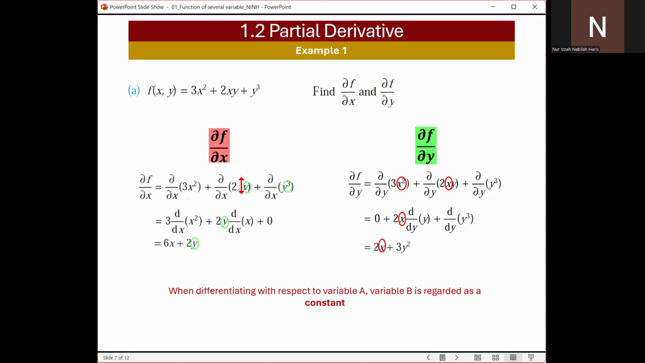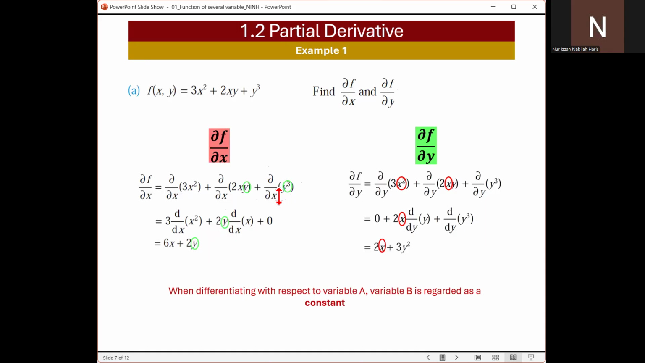So y, we have to consider as a constant, and when it is constant, we can take it out from the derivative. So 2y here in front, and you only do differentiation for x. The third one is y cubed, which is quite tricky, okay? y cubed is also a constant, so you have to take it out.